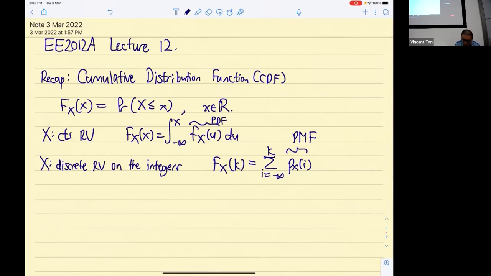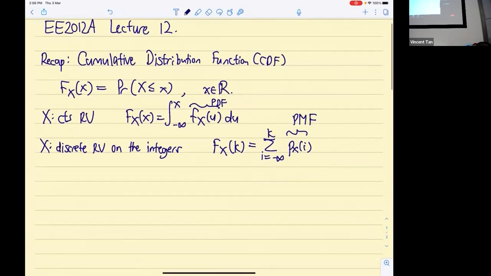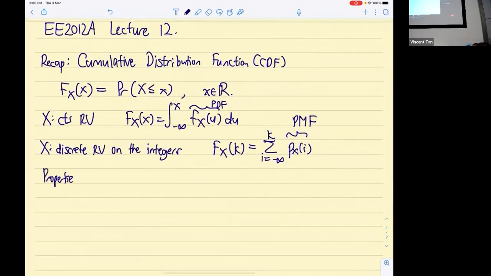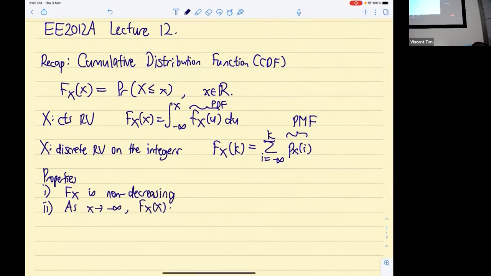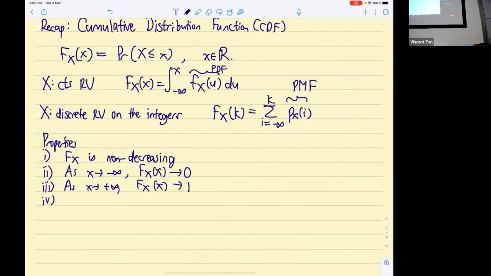Last time we saw some properties of the cumulative distribution function. Number one, F_X is non-decreasing. It cannot decrease because it's accumulating probability mass from left to right. Number two, as x goes to minus infinity, it goes to zero. Number three, as x goes to plus infinity, this must go towards one. And number four, F is right continuous. I think those are the essential properties.